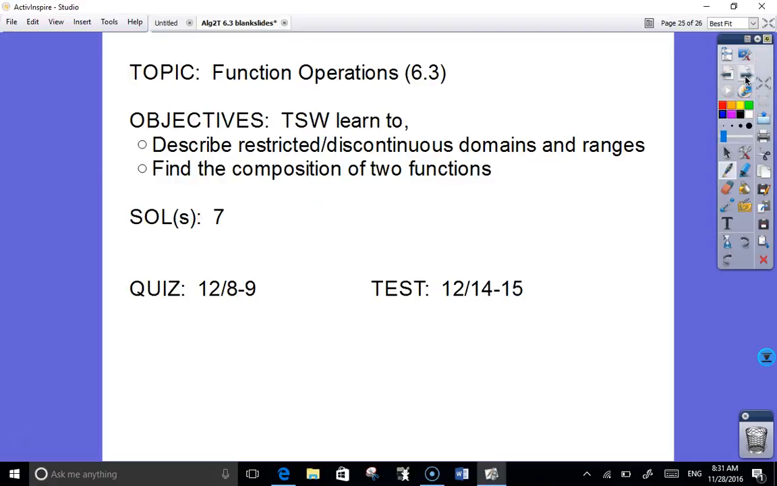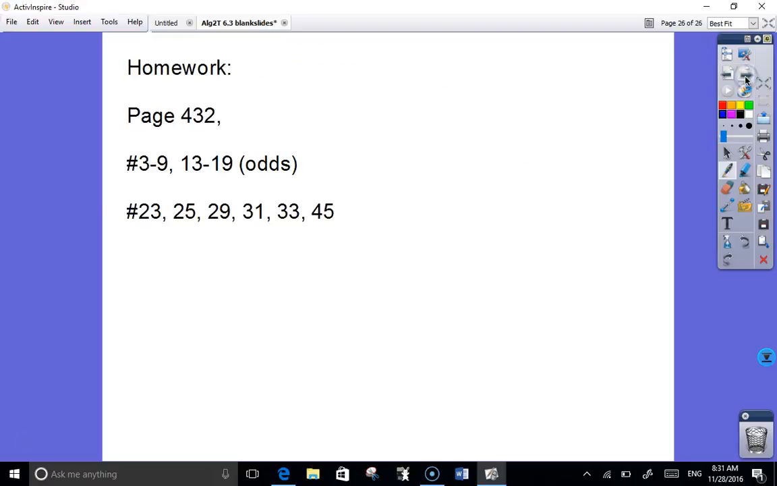Okay, I think I'm done. I haven't worn out my battery quite yet. Function operations. We described restricted domains and ranges. That's part of the SOLs. And a composition of two functions. Find the composition of two functions. That's the homework. It's a fair number of problems. They're all odd, so you can check all the answers.